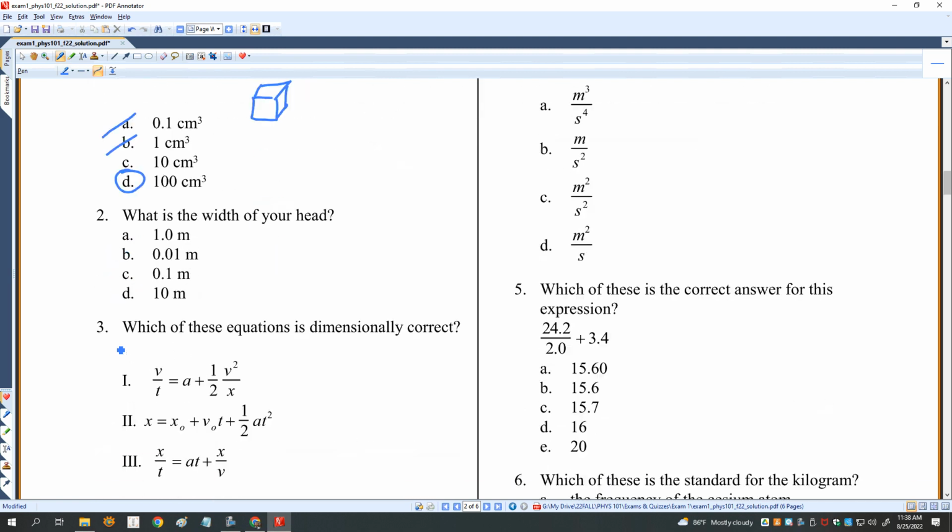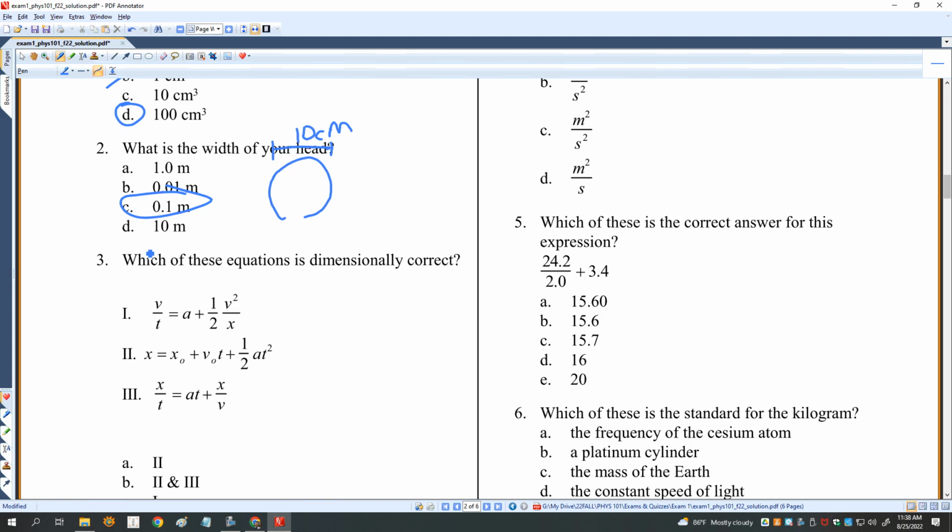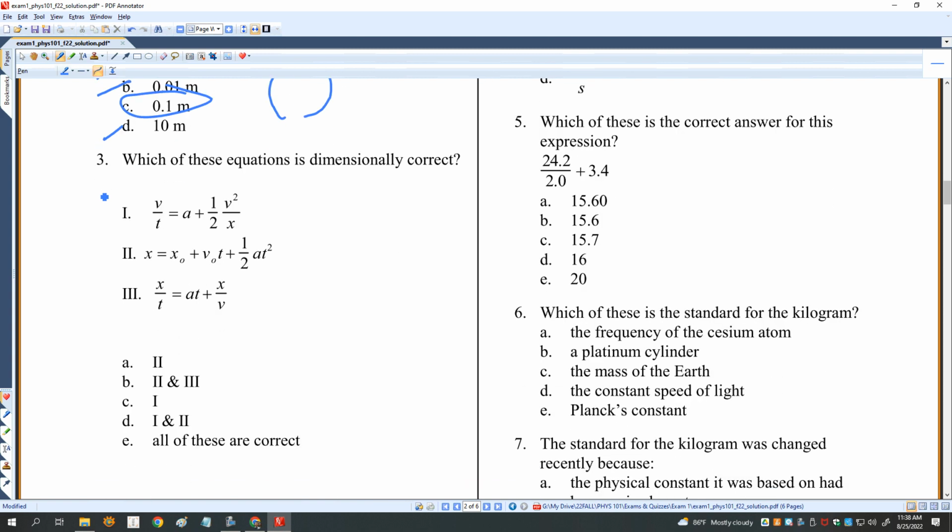What's the width of your head? Unless you have a really big head, it's going to be about 10 centimeters. And 10 centimeters is 0.1 meters. That's for a normal-ish head. But it's definitely not 10 meters or 1 meter or a hundredth of a meter, that would just be 1 centimeter. So 0.1 meters is really the only one that makes any sense.